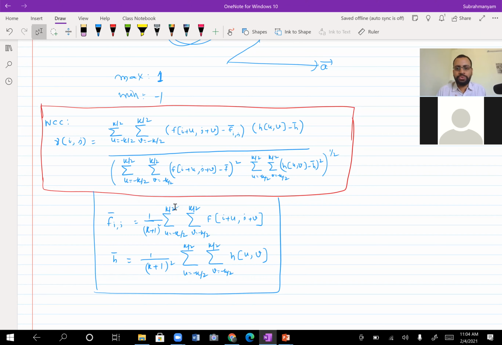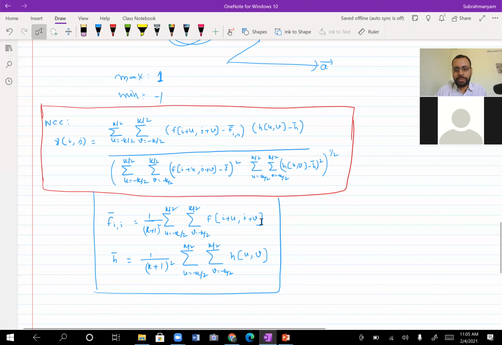Perhaps that is a better notation to follow, because you don't have to worry about the ceil or floor value of k by 2, and you also don't have to worry about whether it is an even number or an odd number. So that is also a good notation to follow. Just that here I considered the whole window size varying from minus k by 2 to plus k by 2. For example, if I consider -1 to +1, then -1 would come, 0 would come, and 1 would come. In that manner I have kept k plus 1.